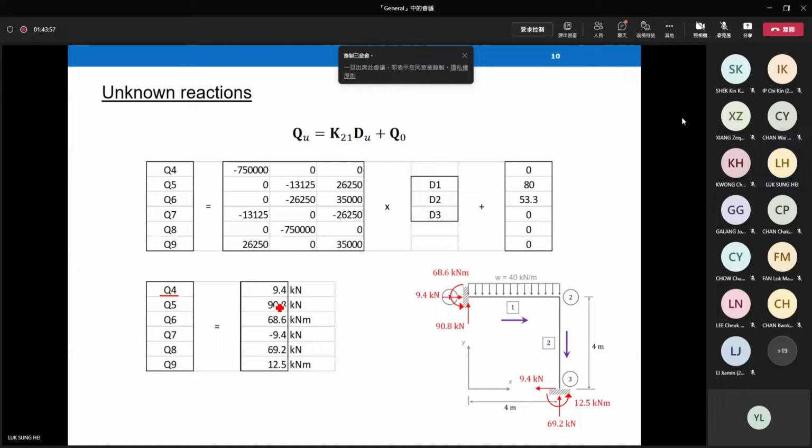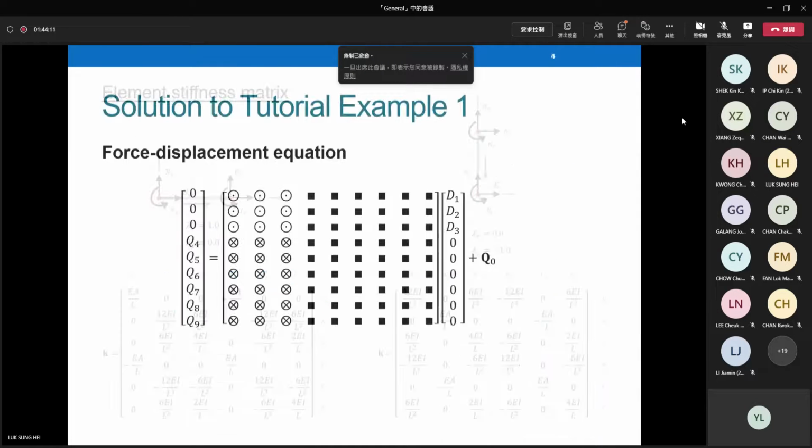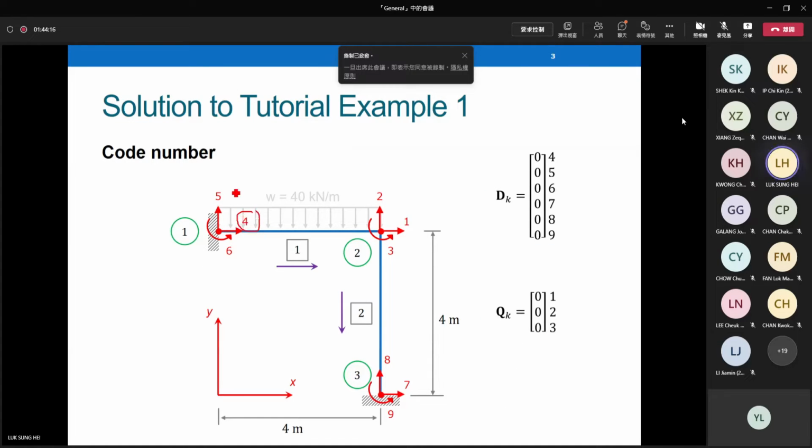Q4, positive. Where is Q4? Q4 means the force along direction 4. Where is direction 4? You have to go back to the code number diagram. Here: 4, 5, 6, 7, 8, 9. From here, you can see their meanings. Q4 means the horizontal reaction for this fixed end. Q5 means the vertical reaction at the fixed end, and then the reaction moment.